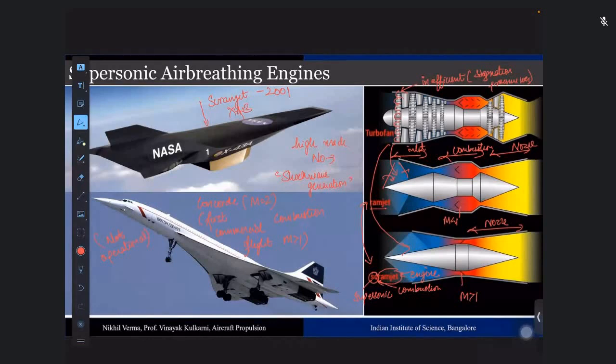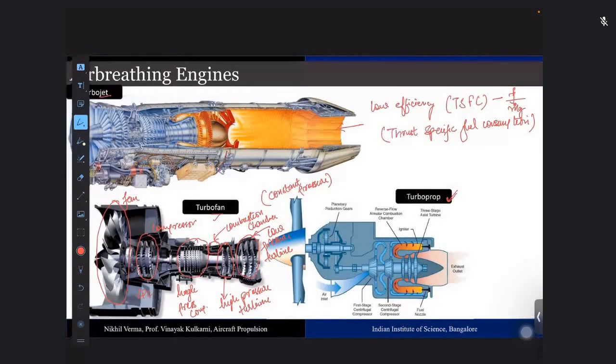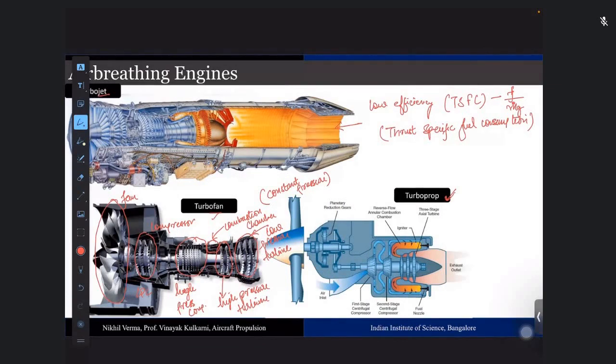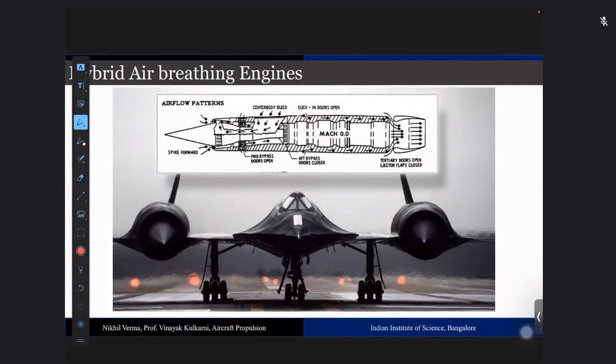Yeah. So there is another type of engines which are now currently being used, and there is heavy research going on in this field. That is known as hybrid air-breathing type of engines. In this type of engines, they can transition from one type of engine to another type. So say they can switch from turbofan to a ramjet engine. So these are known as hybrid type of engines.